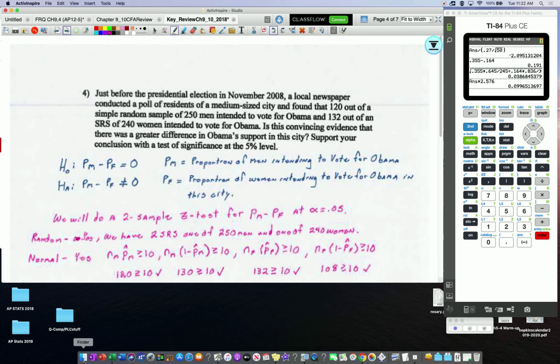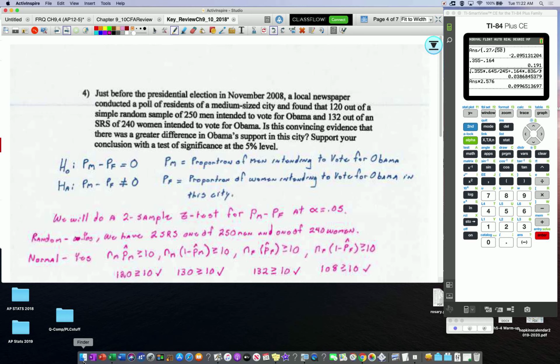So it says, just before the presidential election back in November of 2008, a local newspaper conducted a poll of residents of medium-sized cities and found that 120 out of a simple random sample of 250 men intended to vote for Obama, and 132 out of a simple random sample of 240 women intended to vote for Obama. Is this convincing evidence that there was a greater difference in the Obama support in this city? Support your conclusion with a test of significance, meaning difference in gender, basically.